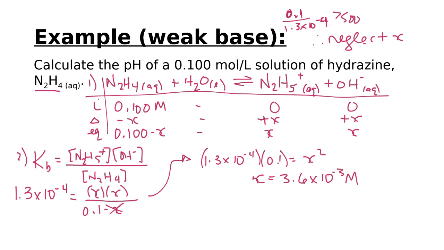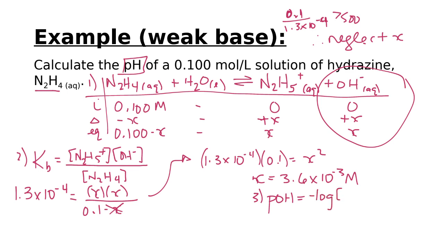Now, they're asking us for the pH of the solution. So don't forget what this x value means. The x value is here for my conjugate acid, but I don't really care about that. I care about the hydroxide ion. So I actually cannot calculate pH right away. For step 3, I have to first calculate pOH because I have the hydroxide ion concentration. So we're going to take the negative log of the hydroxide ion concentration, which is just x.